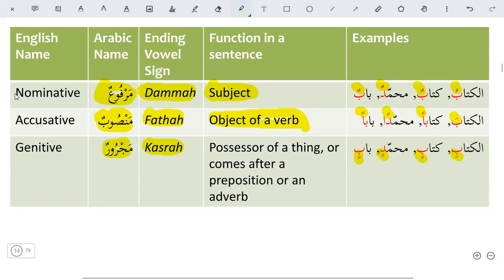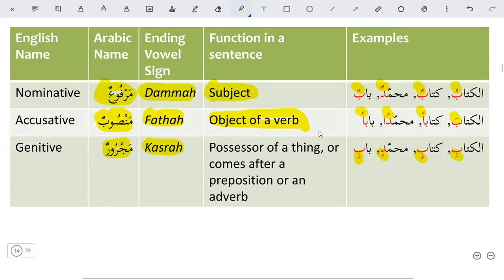So there are three cases: nominative case, accusative case, genitive case. Marfu'un, nominative case: the sign is dhamma and in a sentence it is the subject. And the second is the accusative case, mansub: its ending sign is fatha and it is the object of a verb, the target of an action.